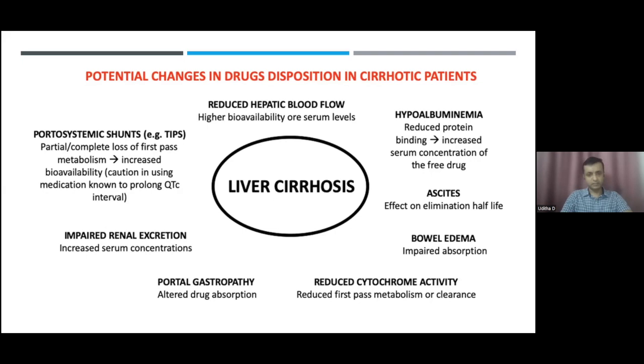There's portal gastropathy that causes altered drug absorption, and reduced hepatic blood flow, which leads to higher bioavailability or serum levels. And hypoalbuminemia is another important factor when you think about drugs that have significant protein binding, which leads to increased serum concentration of the free drug. And of course, in the presence of ascites, you can have changes in the volume of distribution, and reduced cytochrome activity or reduced metabolism could either lead to buildup of toxic metabolites, or lead to changes in the drug pharmacokinetics.